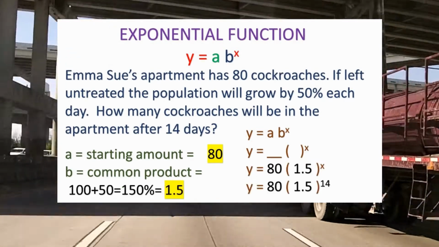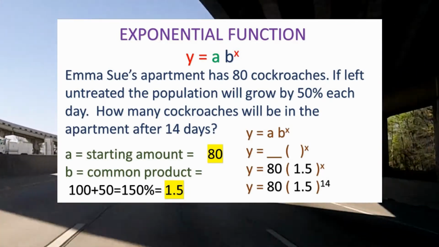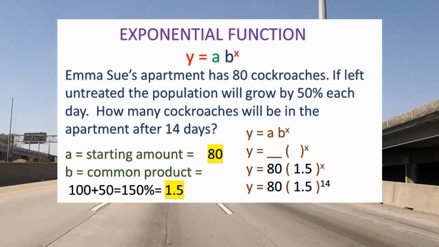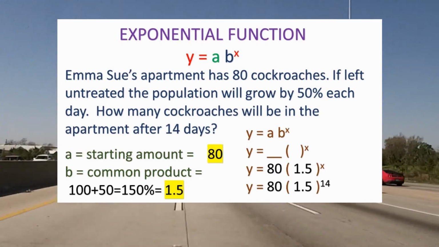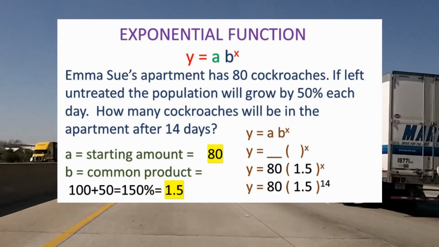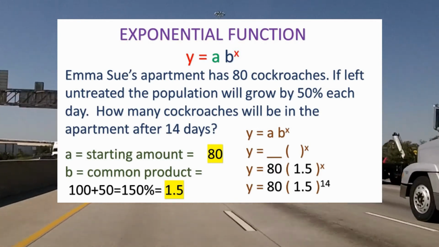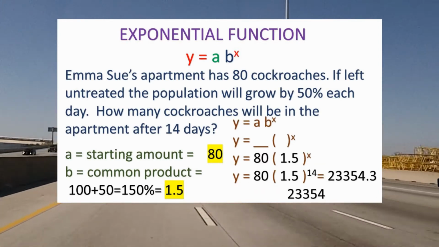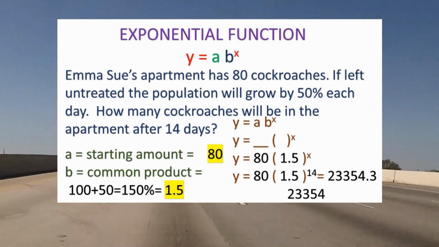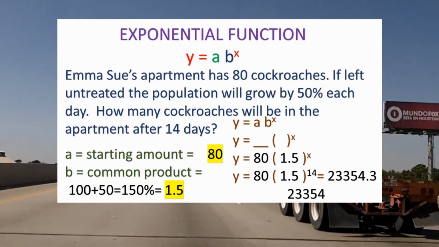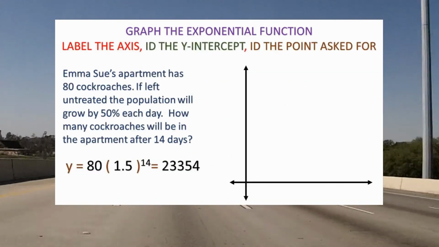Now we need to evaluate for the quantity that's asked. We want the number of cockroaches after 14 days, so we'll replace the exponent of x with 14. Now on your calculator, you'll input 80 parentheses 1.5 close parentheses to the 14th power. That will give you an answer of 23,354 cockroaches. Now we can graph this function. Just like the other problems, we'll only use the first quadrant.